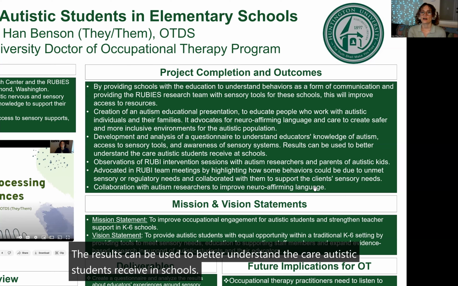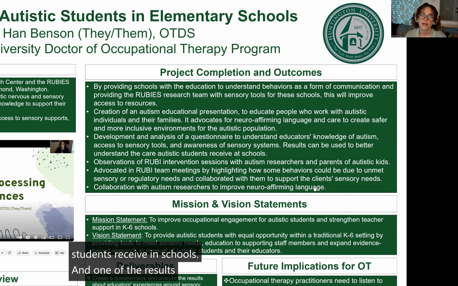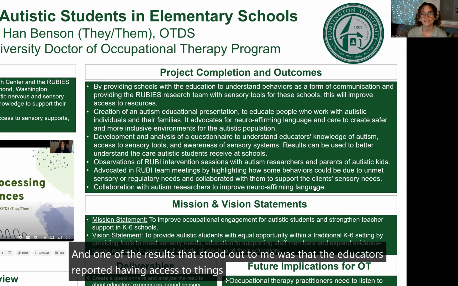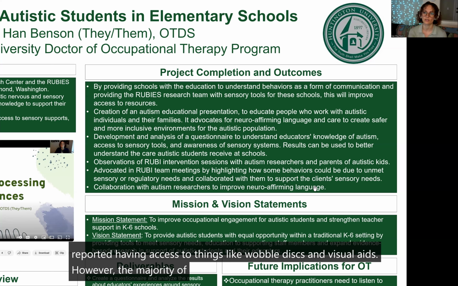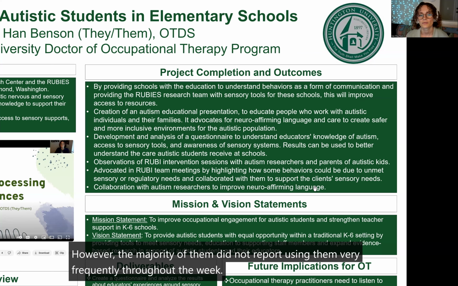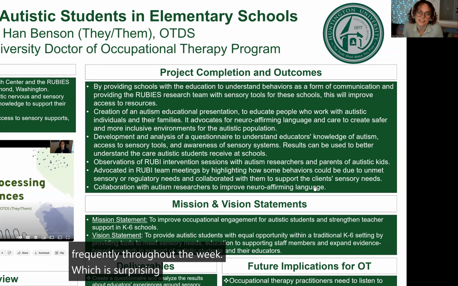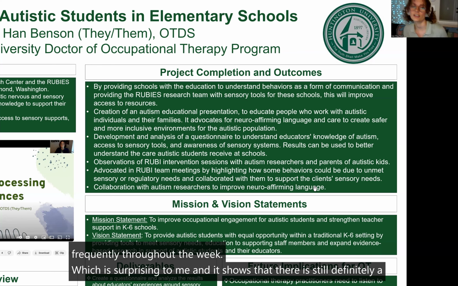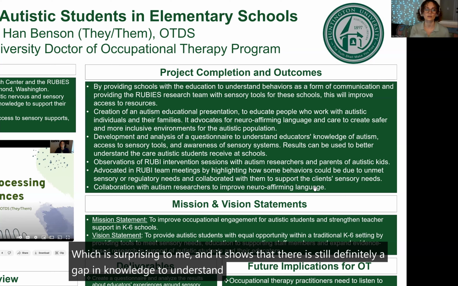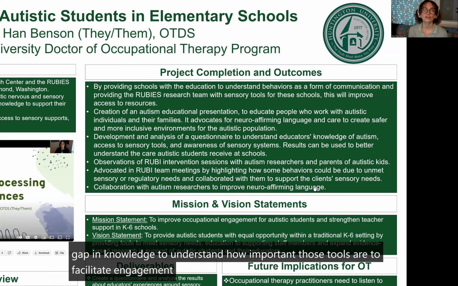And one of the results that stood out to me was that the educators reported having access to things like wobble discs and visual aids. However, the majority of them did not report using them very frequently throughout the week, which was surprising to me. And it shows that there is still definitely a gap in knowledge to understand how important those tools are to facilitate engagement for some people in the autistic population.